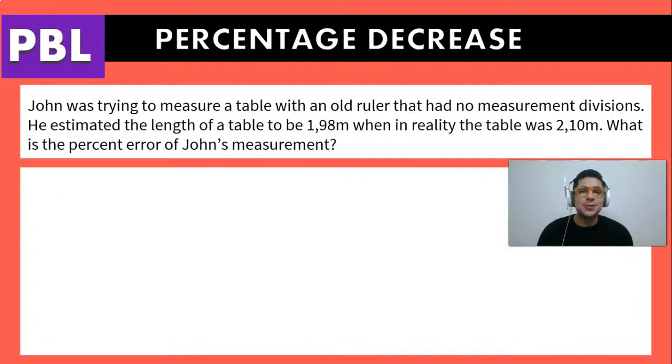So guys, today's problem says, John was trying to measure a table with an old ruler that had no measurement divisions. Interesting. He estimated the length of the table to be 1.98 meters, when in reality it was 2.10 meters. What is the percent error of John's measurement?